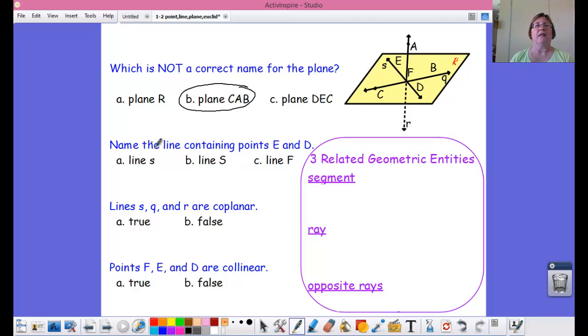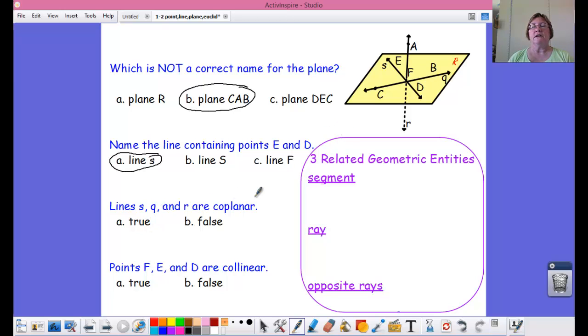That's all right. The line containing points E and D could be called line ED. It can't be called line F. F is a point here. And the capital S, no. Lines, if you're going to call them by a single letter, it's lowercase. So A is the correct choice here.